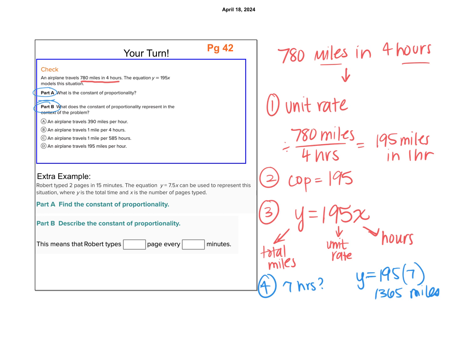Okay, so the first question said, what's the constant of proportionality? Well, we already talked about that. It's 195. You can always find that right there. What does that represent? Well, if you do it how I did it, it stands for he goes 195 miles in 1 hour. So it would be D. He goes 195 in 1 hour.